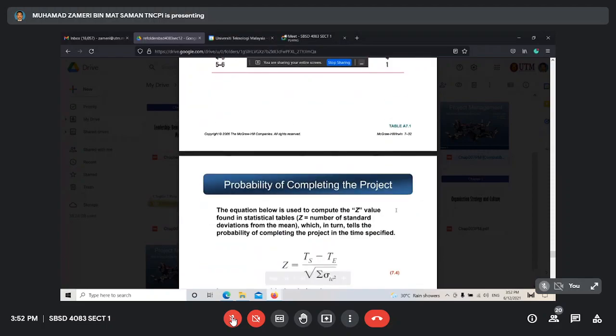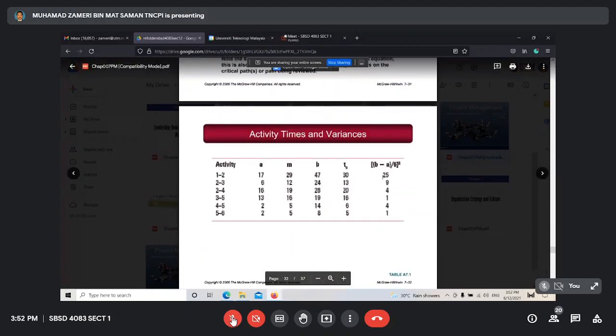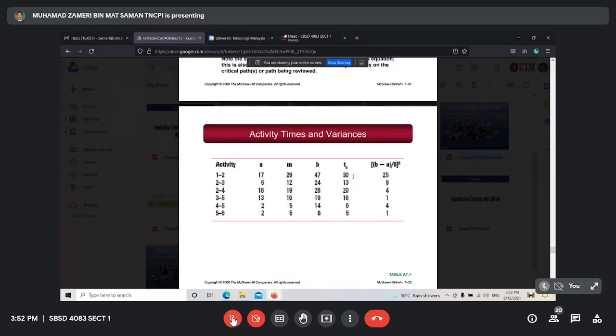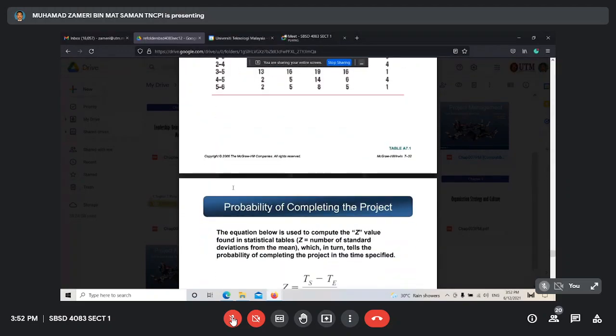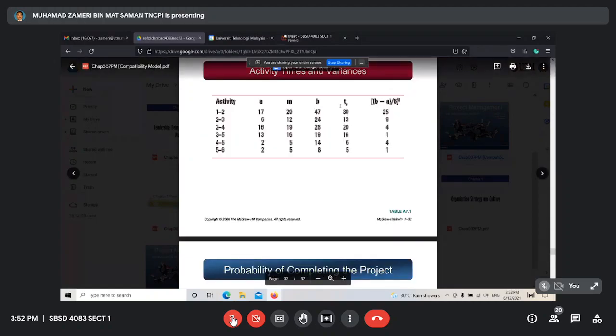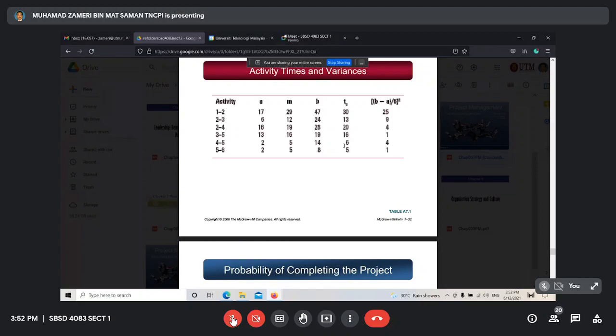Based on this, when we draw the network, we use this time only, TE. When we use TE, the rest is the same as I taught you in chapter 6. That means the duration goes in the box. You have eight sections in the box for the activity.